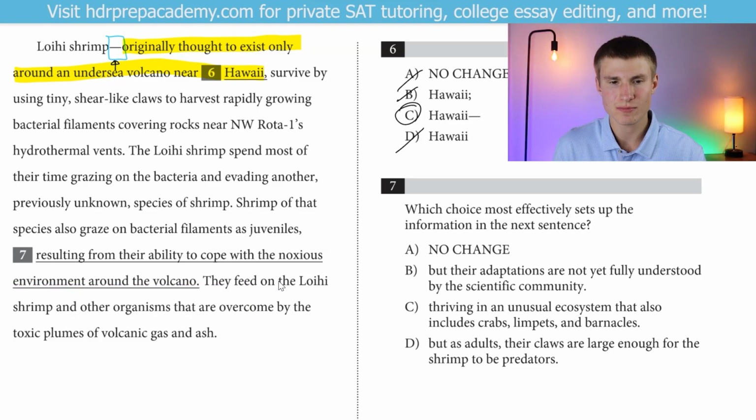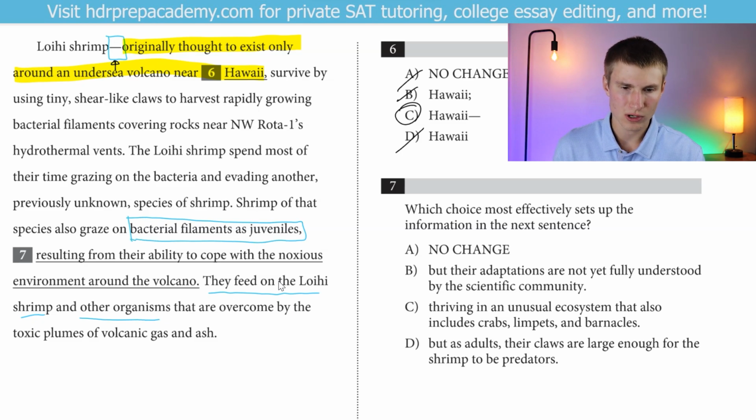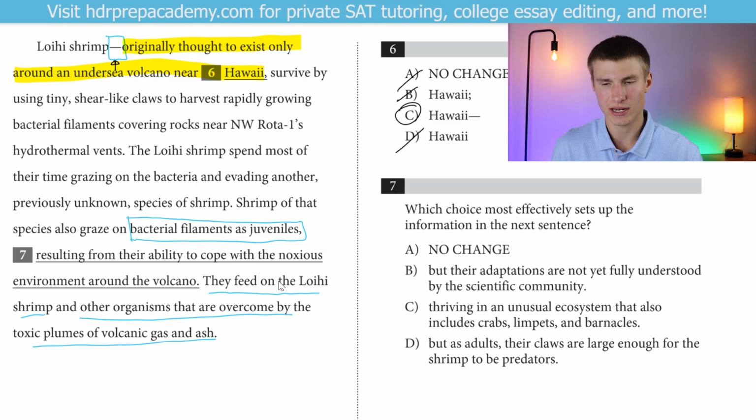All right, next we have the low-heat shrimp spend most of their time grazing on the bacteria and evading another previously unknown species of shrimp. Shrimp of that species also graze on bacterial filaments as juveniles. Now we're asked, which choice most effectively sets up the information in the next sentence? Well, what's the information in the next sentence? We have to read on. They feed on the low-heat shrimp. Okay, keep in mind that that's a contrast from when they were juveniles and they fed on bacterial filaments and other organisms that are overcome by the toxic plumes of volcanic gas and ash.